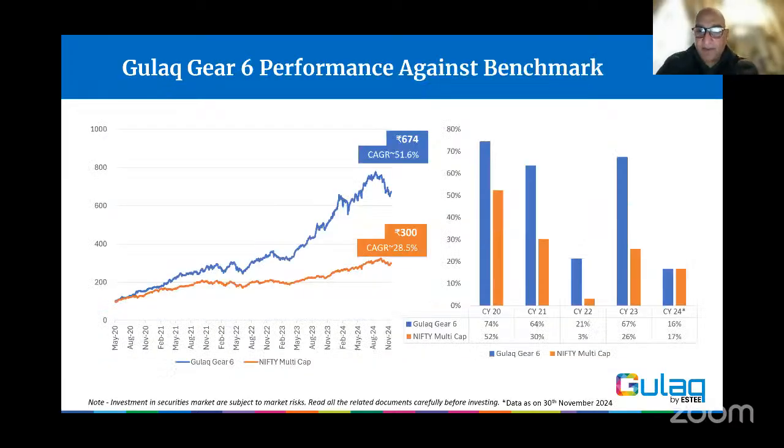Now, to recap, again, the benchmark and our performance over the period of more than 4 years that we have been working here, the results are very, very impressive. 51.6% annualized return versus the benchmark of Nifty Midcap Multicap, which would have given you a return of 28.5. I must caution you that this is really an exceptional period where the returns have been very high. This is not necessarily expected that this kind of an outperformance sustains over long periods of time.